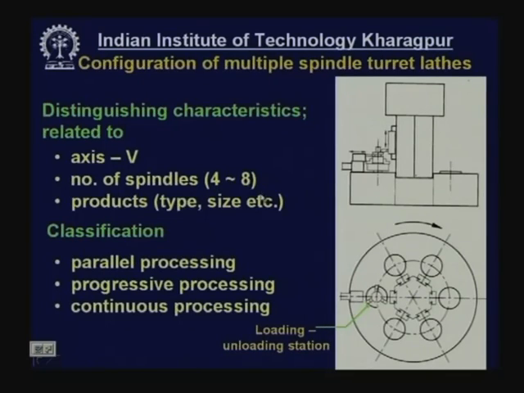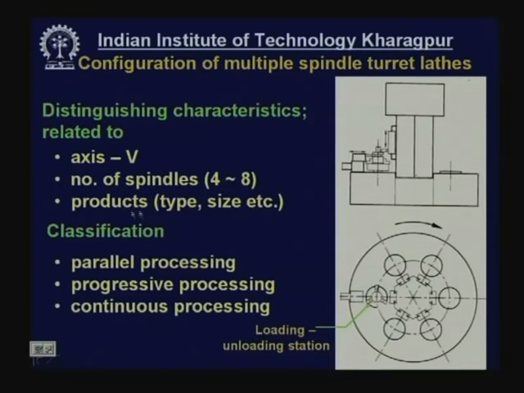With an increase in the number of spindles, productivity will increase, but not exactly proportionally. If the number of spindles is 8, productivity may be 6 times. Now, the product type: this is chucking type. Mostly you see chucking type jobs. So, there are 6 chucks mounted on the 6 spindles. And size, usually the job size is a little bigger, larger size.